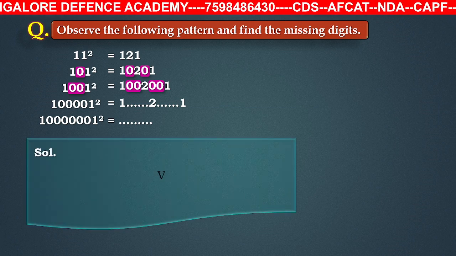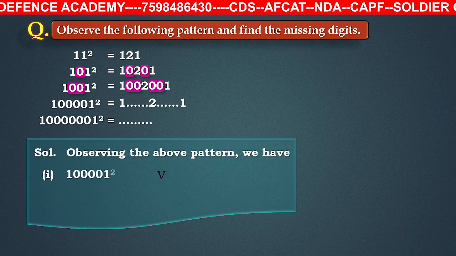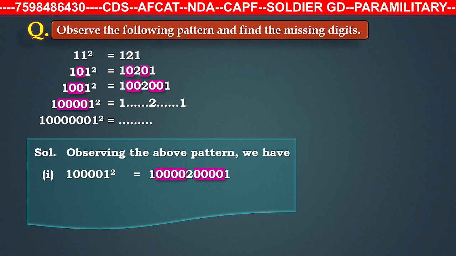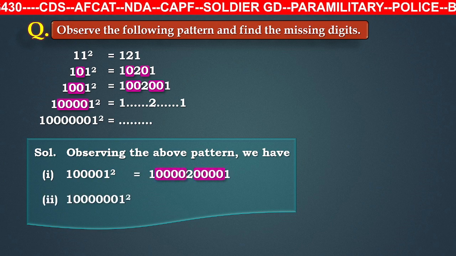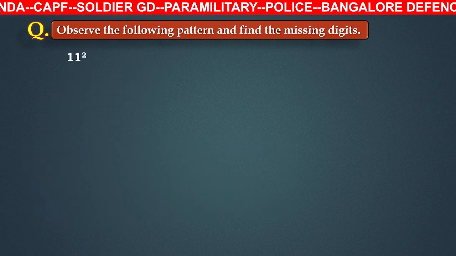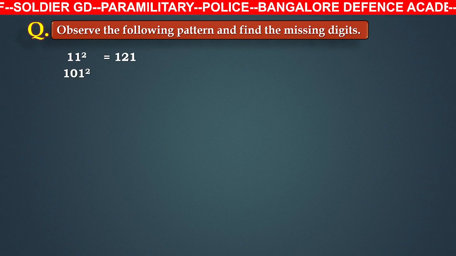Okay, so here this is the answer. Observing the above pattern we have: here you have 4 zeros before 2 and 4 zeros after 2. Now here you have 6 zeros before 2 and 6 zeros after 2. Okay, next let us move to the next type of pattern.